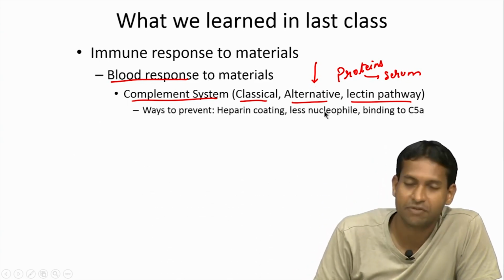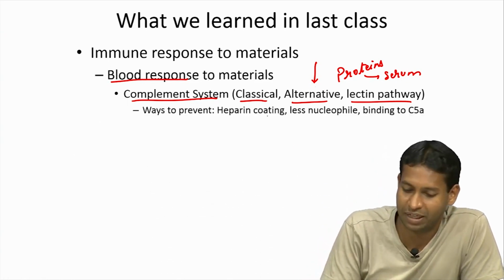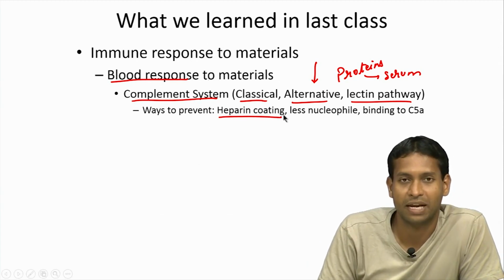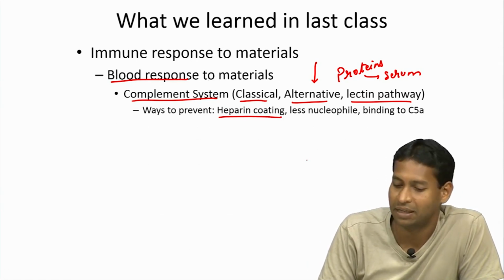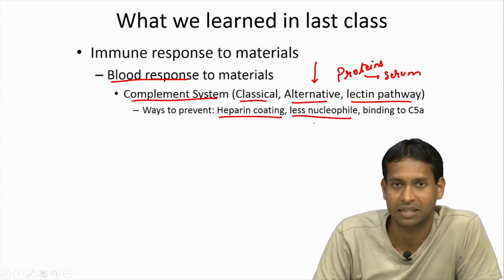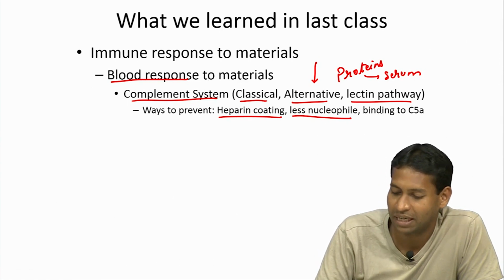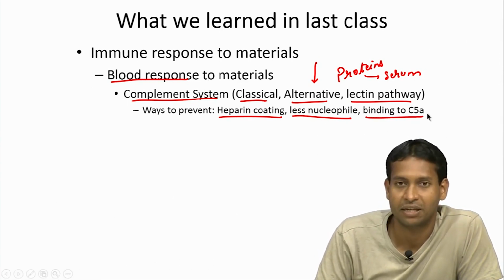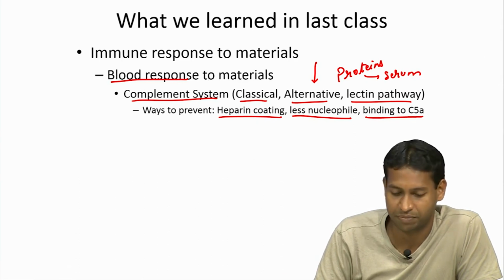And there are a few ways in which we can prevent that. One is to coat with heparin, which is going to inactivate the cascade. Another is making your surface less nucleophilic, so that it does not activate these complement proteins, and then you can bind it to C5a. That will also result in prevention of activation.